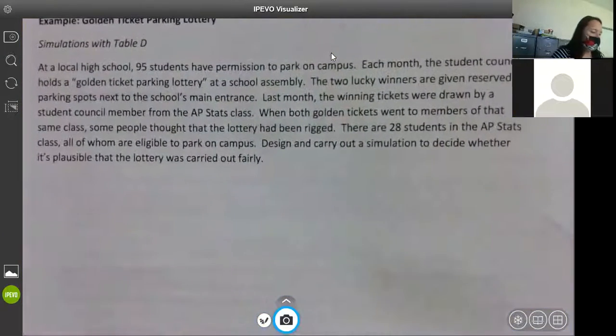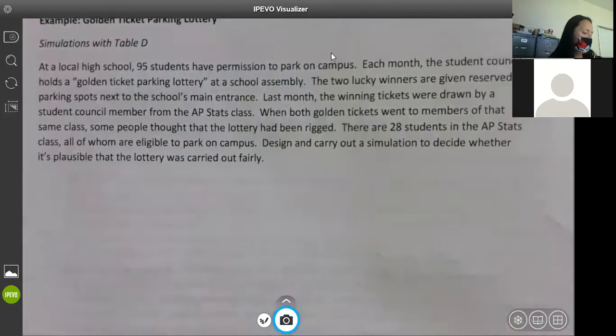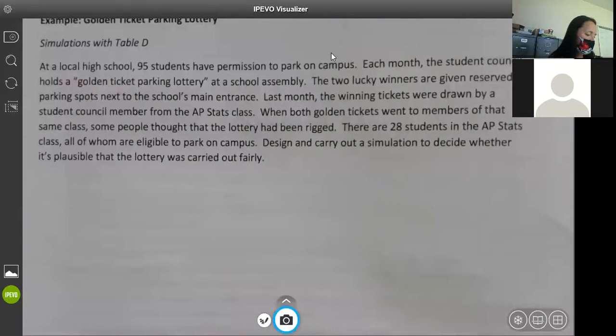At a local high school, 95 students have permission to park on campus. Each month, the student council holds a golden ticket parking lottery at the school assembly. The 2 lucky winners are given reserved parking spots next to the school's main entrance. Last month, the winning tickets were drawn by a student council member from the AP Stats class. When both golden tickets went to members of that same class, some people thought that the lottery had been rigged. There are 28 students in the AP Stats class, all of whom are eligible to park on campus. Design and carry out a simulation to decide whether it's plausible that the lottery was carried out fairly.